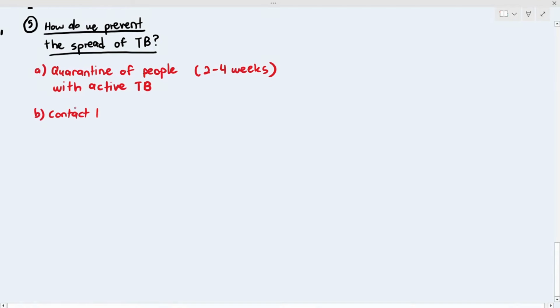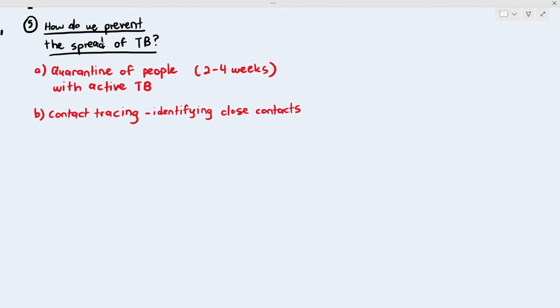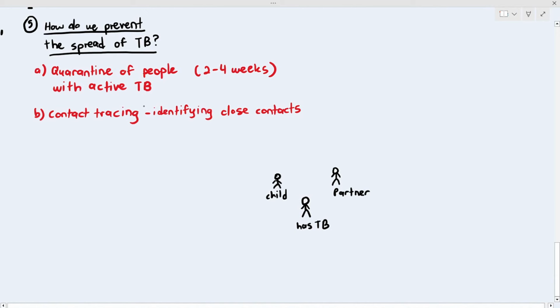The second way is contact tracing, which is identifying close contacts. For example, let's say one person has TB, and the clinics or the hospitals will assess, who's their child, who's their partner, who's their best friend who comes to visit them. Perhaps these people might have active TB too, and they spread it to that person. So by identifying one sick person, we can also identify the other people in the community who may also have active TB.